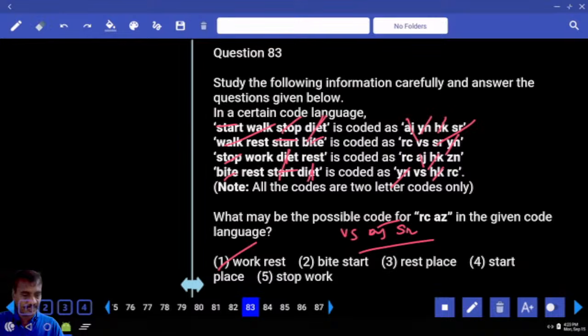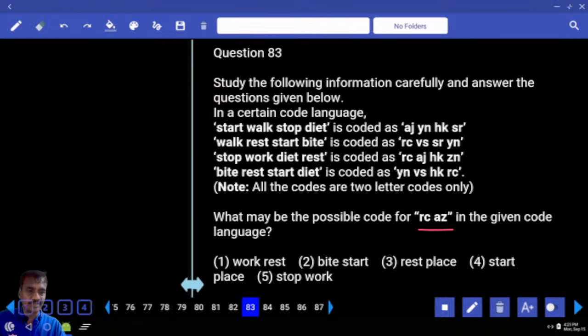Then 83. What may be the possible code for RC AZ? AZ is not there here. As AZ is not given as a code, hence the word for this AZ must be any word other than the given words. A word that is not here must come.